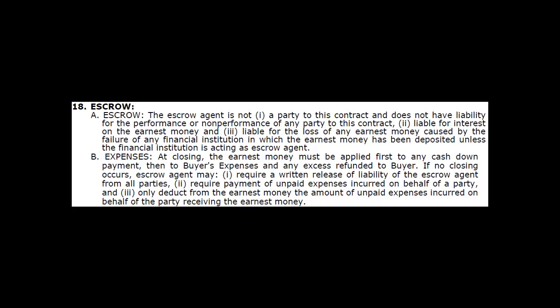So expenses would be things such as the survey, and that would be fairly common to happen if the deal falls apart late in the game. But there'd probably be enough earnest money to cover the survey amount.